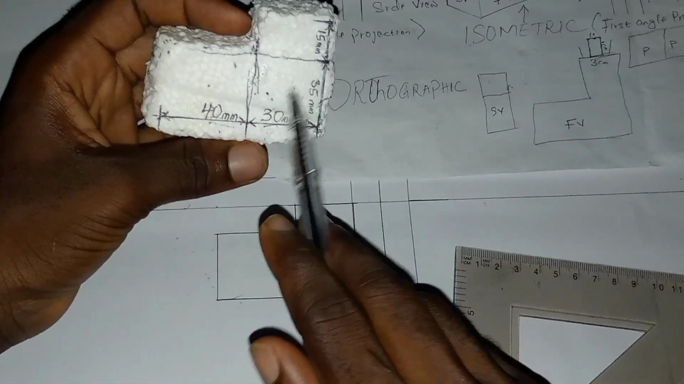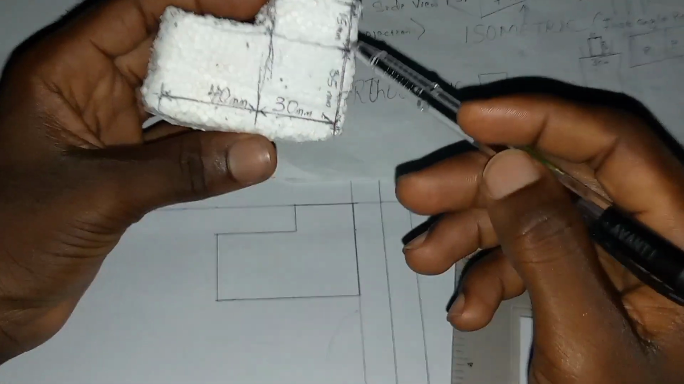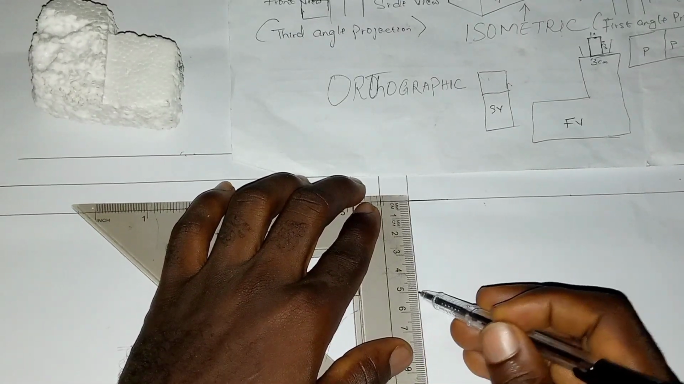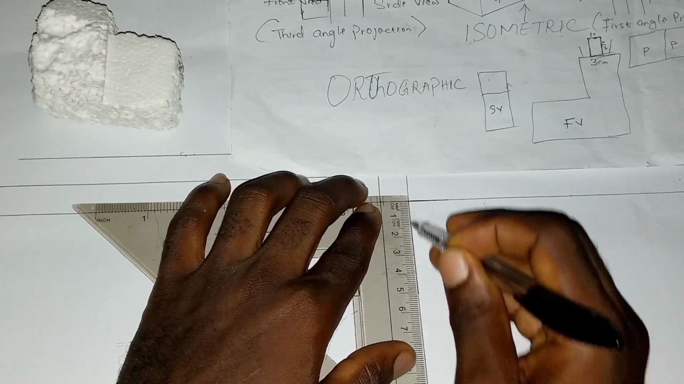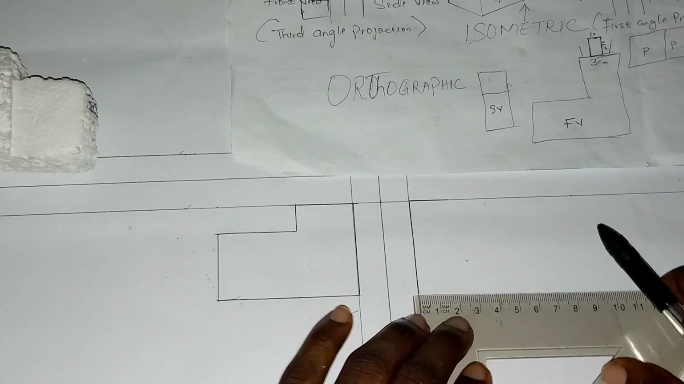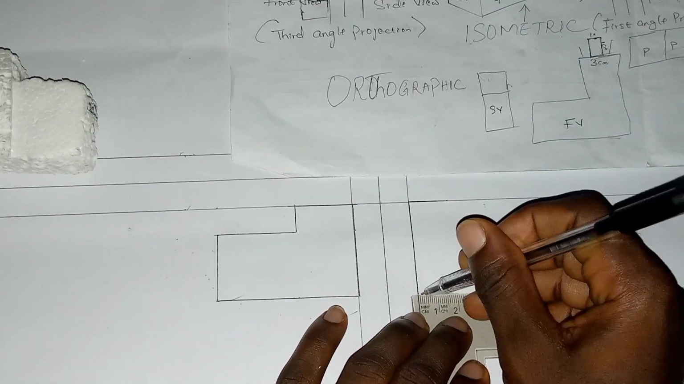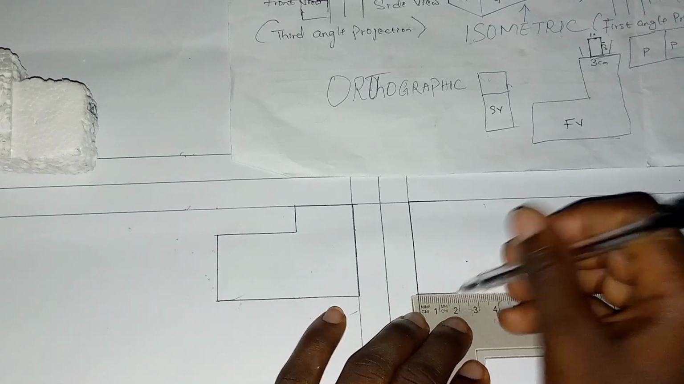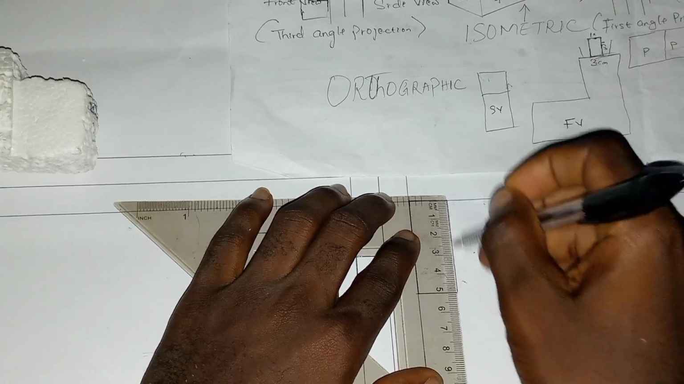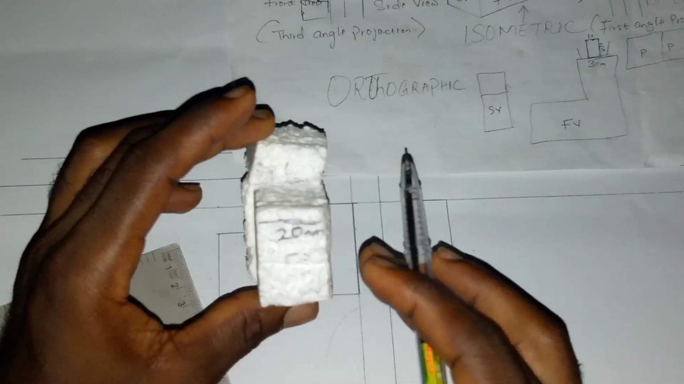Then the height, we are still using this height as our representative height, which is 5 centimeter. So we use our 5 centimeter. Let's just enclose this once. So we have gotten this shape.